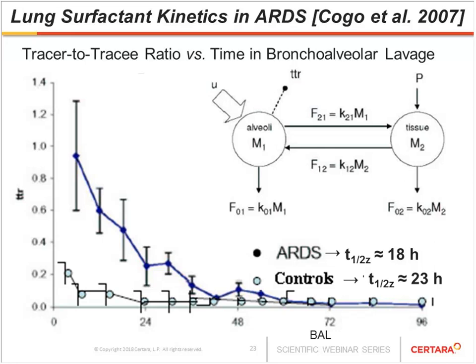Also, we can see immediately another property that is conferred by virtue of studying the tracer to tracee ratio, and that is that the blue line had a much higher tracer to tracee ratio than the pale line at the bottom. Therefore, the conclusion from this is that the pool size, or the amount of surfactant in the lungs of patients with ARDS, was much lower, resulting in a different level of dilution between the ARDS patients and the controls. So the ARDS patients had a less diluted tracer concentration.